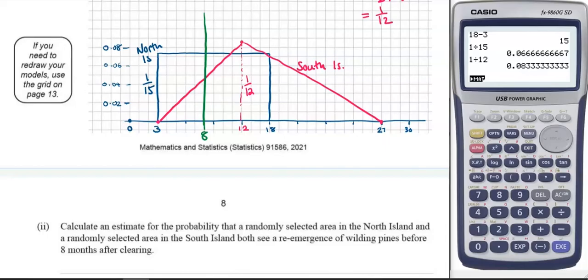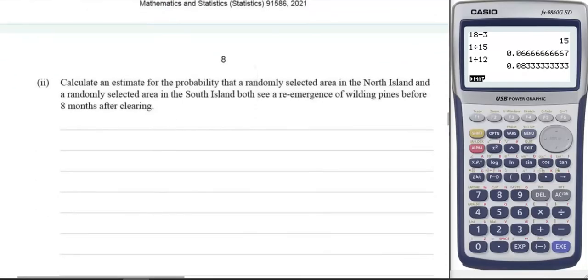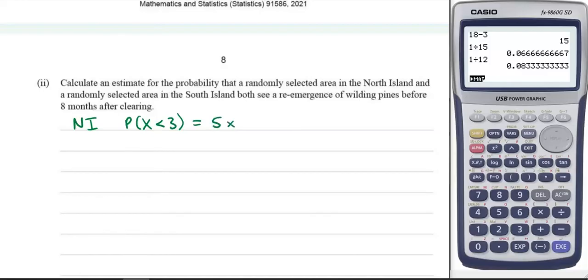That's going to be our cutoff line where we want the area up to 8. So for the North Island, it's going to be the area of this rectangle here. So North Island, probability of being less than 8 will be equal to the base, which is 8 minus 3, so that is 5, times the height of that rectangle, which is 1/15. So overall, it's equal to a third.